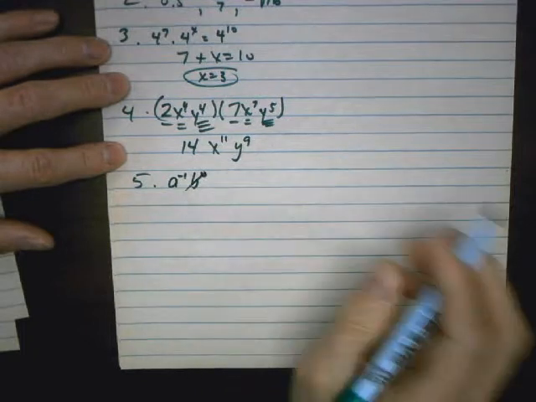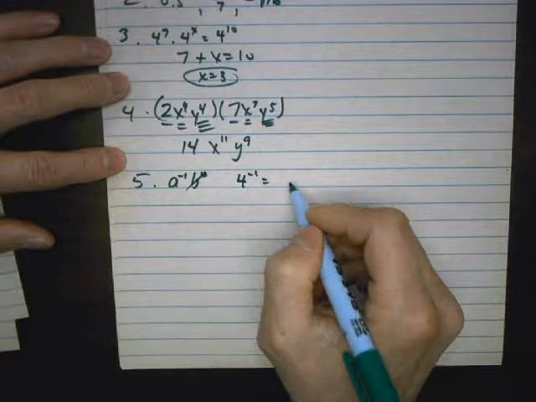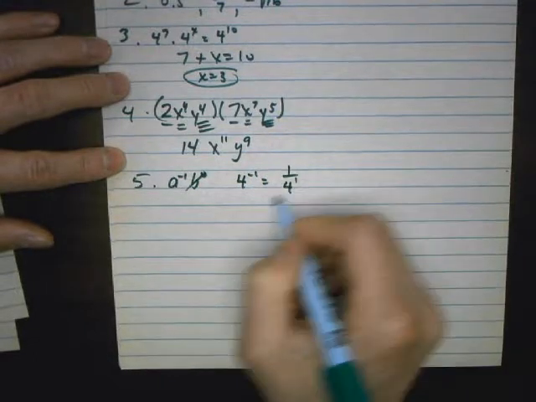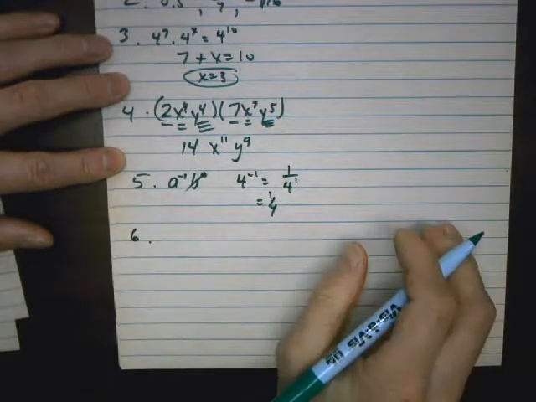Number 5 says we're going to evaluate a to the negative first times b to the 0. Well, anything to the 0 power is 1, so cross out your 1s. They say a equals 4, so I got 4 to the negative first power. 4 to the negative first means I got to flip it and make it 4 to the positive first, so I got 1/4 is the answer.